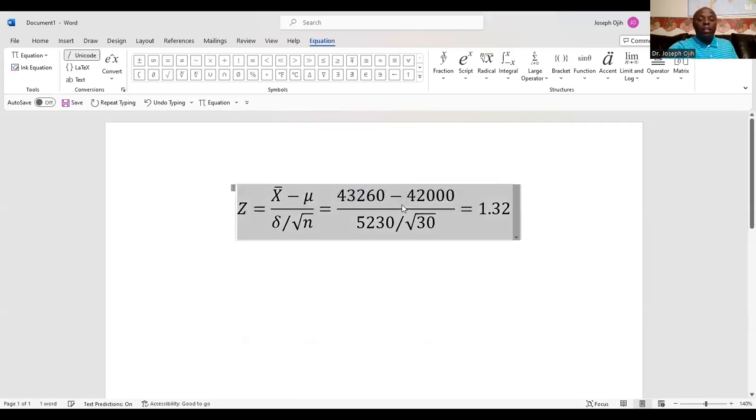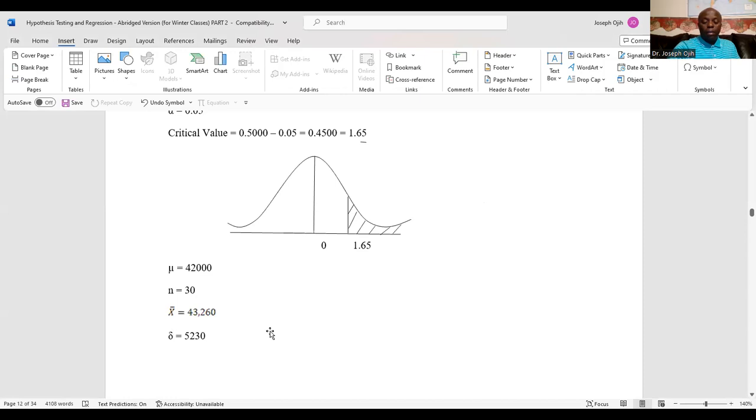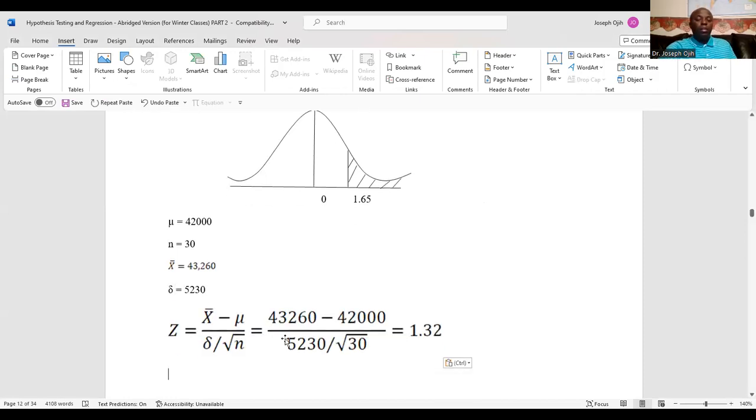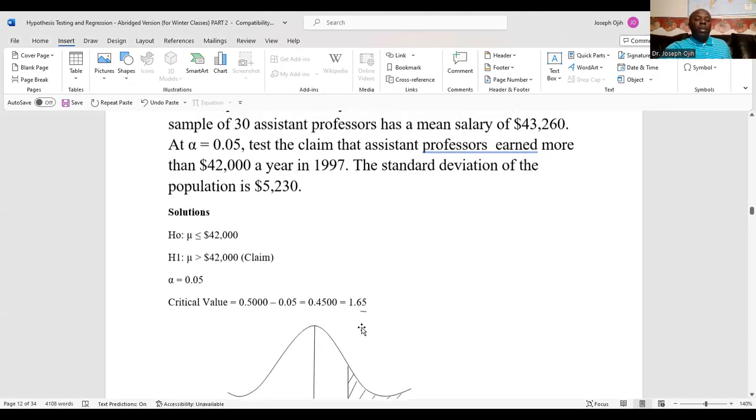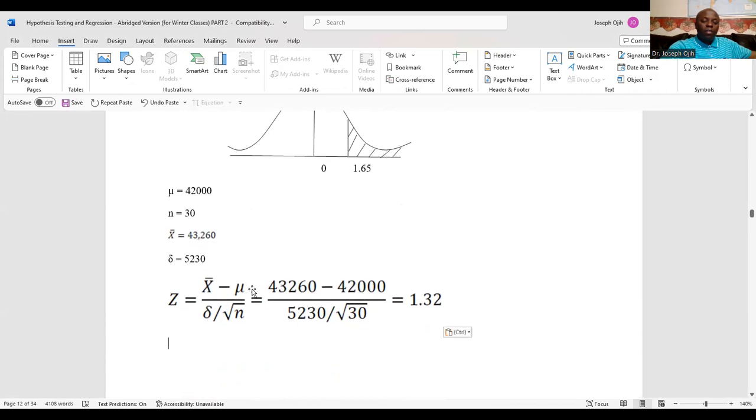So we transfer this here to the main workbook so we can complete the question. All right, transfer it on here. See? Now we're ready to compare. Remember, we have stated the hypothesis. We have gotten our critical value to be 1.65. We have gotten our test statistic to be 1.32. Now let us make the decision.